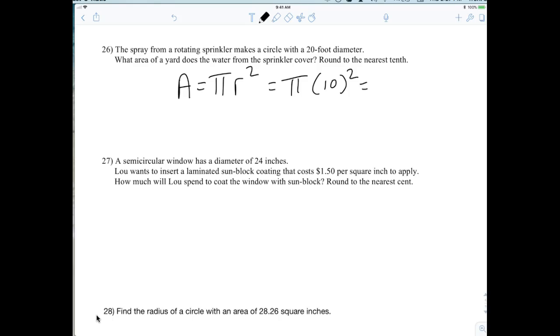I'm listening. I'm proud of you, girl. 314.2. And then we would say, what? Square feet. Remember, if you said 0.1 and I say 0.2, we're not arguing. I said approximately. Yes, approximately.